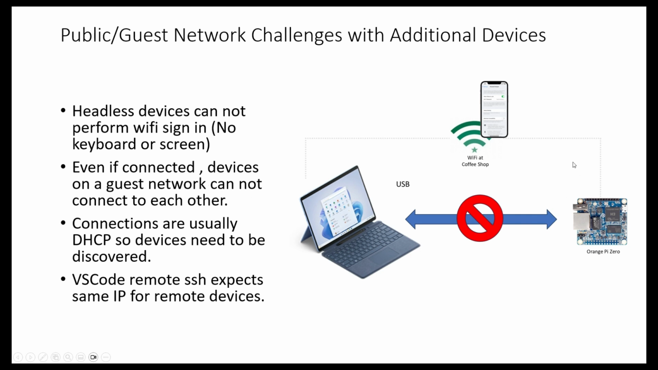Even if I do get connected in, a lot of times guest networks don't allow one device to see another device on the same network, just for security. So when you're at the airport, you don't want to be able to scan and see other people's devices on the same network as you or do things to them. So usually they don't allow traffic to flow within the guest network between two devices. So again, for SSH, it means my laptop here can't connect to or even see where the Orange Pi is.